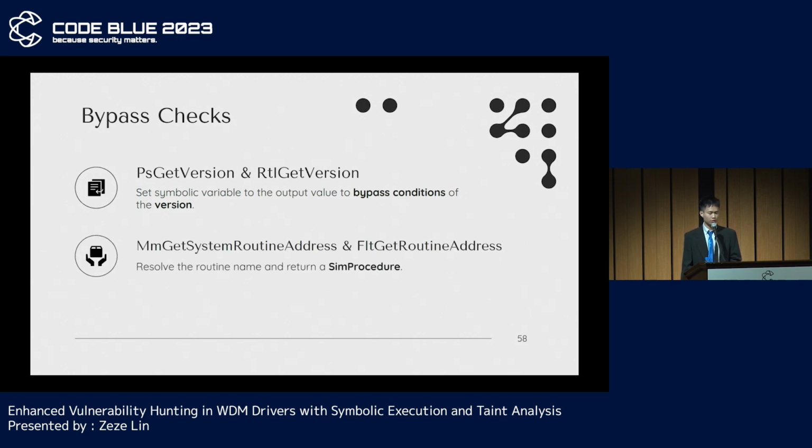The same concept also applies to MmGetSystemRoutineAddress and FltGetRoutineAddress. WDM drivers can use them to retrieve the routine to call. If the returned routine is not a valid function pointer, it may make the program stop executing. So IOCTLance hooks MmGetSystemRoutineAddress and FltGetRoutineAddress, resolves the routine name, and returns a simple procedure for these APIs to reduce false negatives.